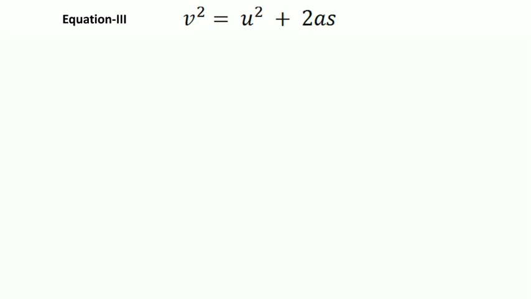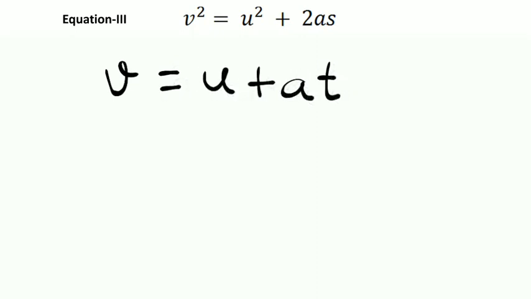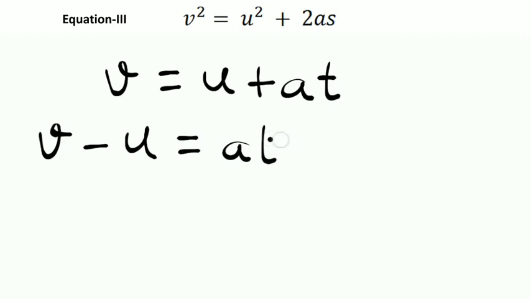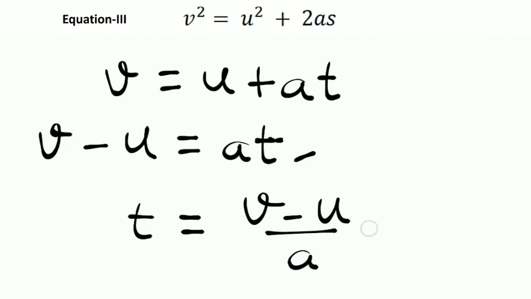Now we need to prove the third equation of motion, which is v square is equal to u square plus 2as. As we have derived the first equation of motion, v is equal to u plus at, from this equation we can write v minus u is equal to at. From here the value of t will be v minus u upon a. Take this as equation 1.